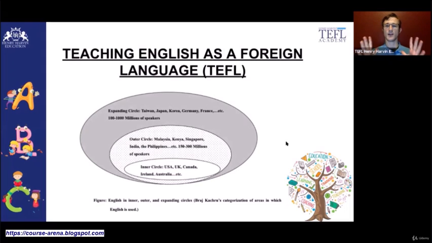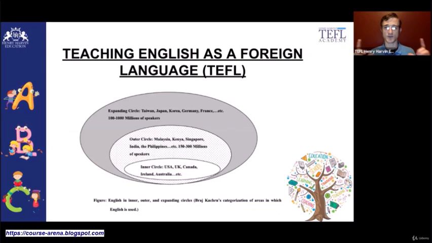So we kind of organize the native population of English speakers as the inner circle, outer circle, and expanding circle. And there are many people out there who don't know how to connect with English as a language. So in the inner circle, we have all the native speakers, USA, UK, Canada, Ireland, Australia, etc. And then we have the outer circle where there's a strong influence of English. Malaysia, Kenya, Singapore, India, these tend to be former colonies of England or English-speaking countries.